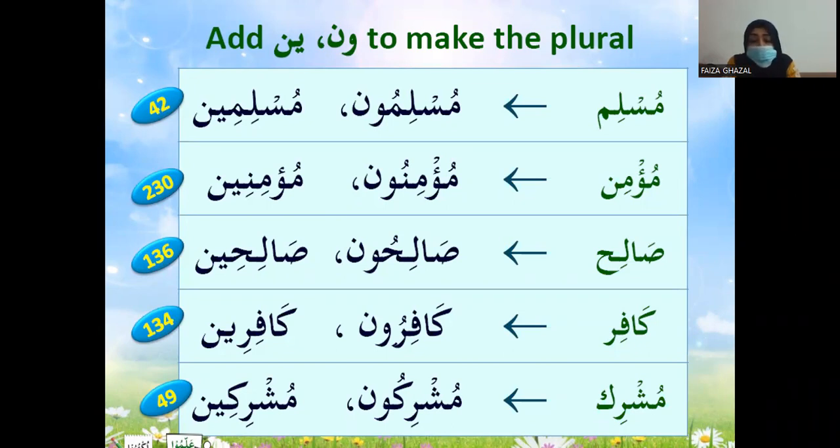If it is with double pesh, we will add waw noon, and if it is with double zair or double zabar, then we will add ya noon. Same goes for Salih: Salihun and Salihin. Kafir: Kafirun and Kafirin. Waw noon or ya noon will make the noun a plural noun. Mushrik will be converted to Mushrikun or Mushrikin accordingly. If it is with double pesh, we add waw noon, so it becomes Mushrikun. If it was with double zair or double zabar, then it will be Mushrikin.